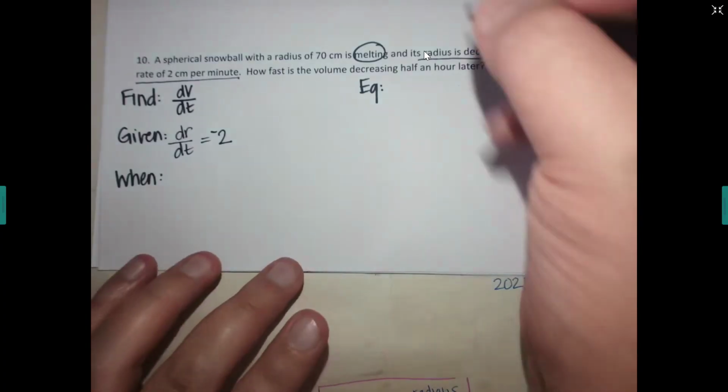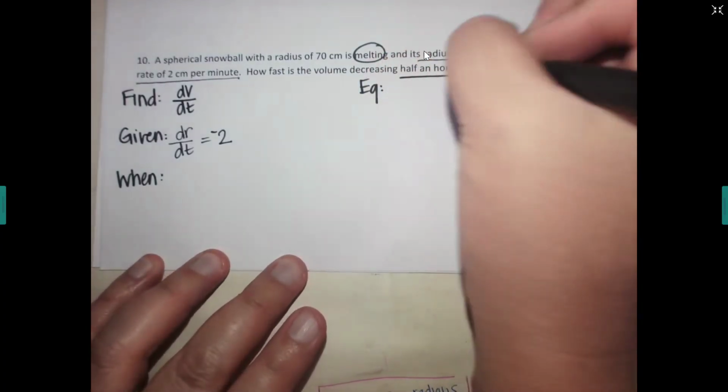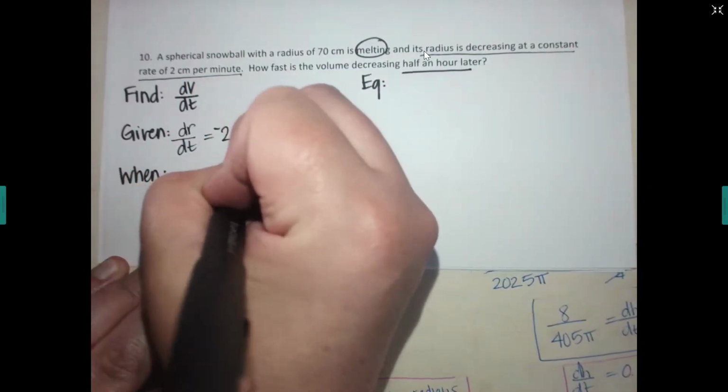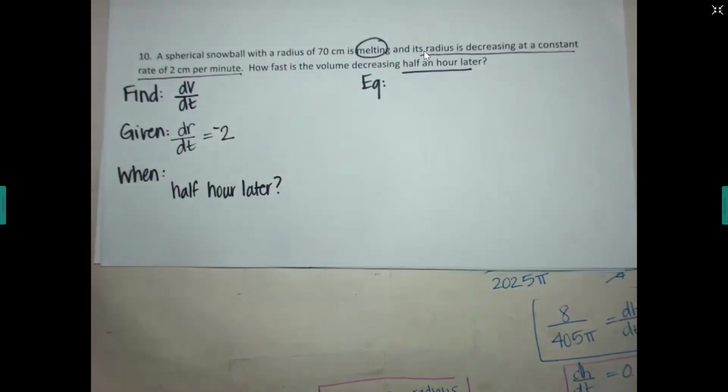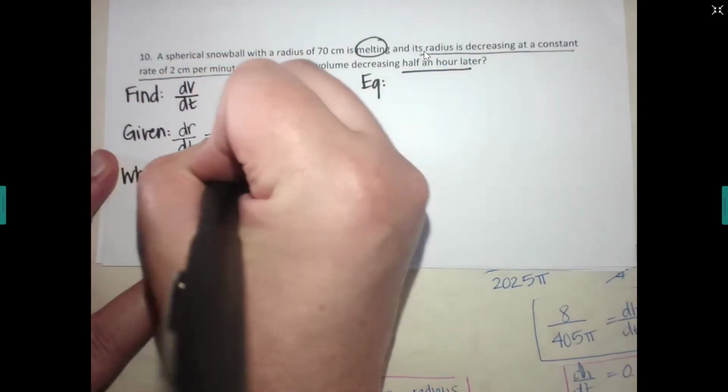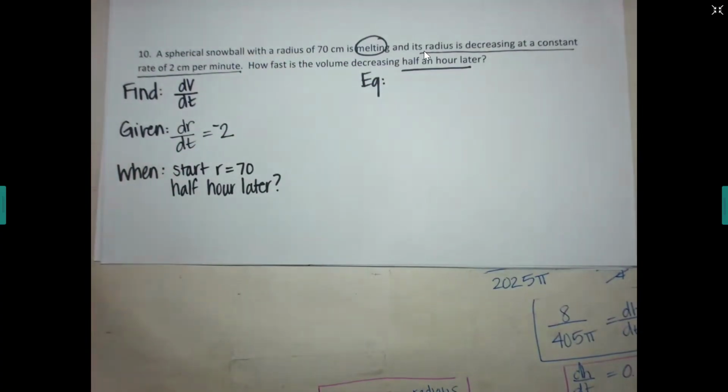And then my when, this is kind of a weird one, but it says half an hour later. So I'm going to put here half hour later, question mark. Now it says that the initial snowball before it started melting was how big of a radius? 70. So I'm going to put the starting radius was 70. But then I don't want that time. I want half an hour later after that.